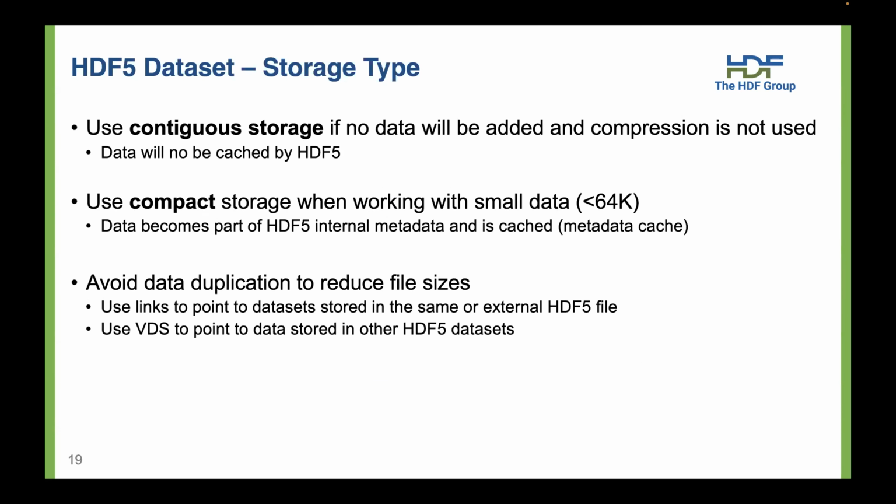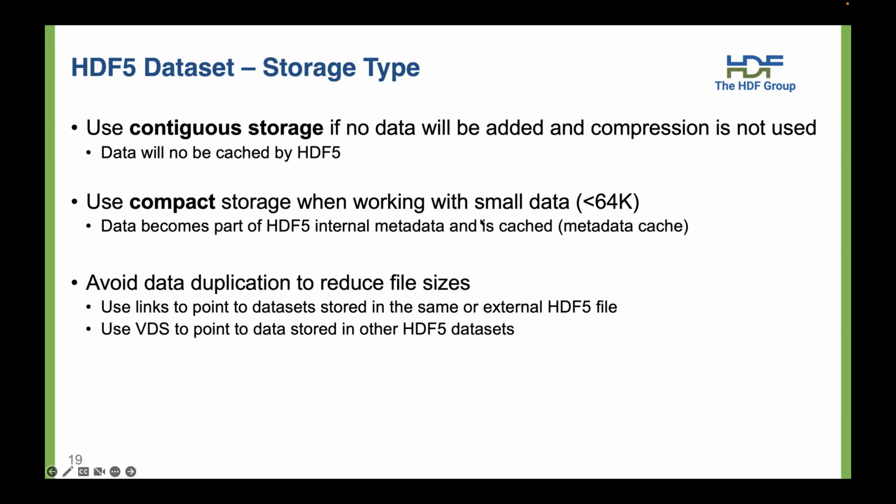In general, you can use contiguous data storage if you don't plan to extend the data set, or if you don't have compression. You can use compact storage, which is often overlooked, if you have small data sets, 64K. The nice thing about it is it becomes part of the HDF5 internal metadata.